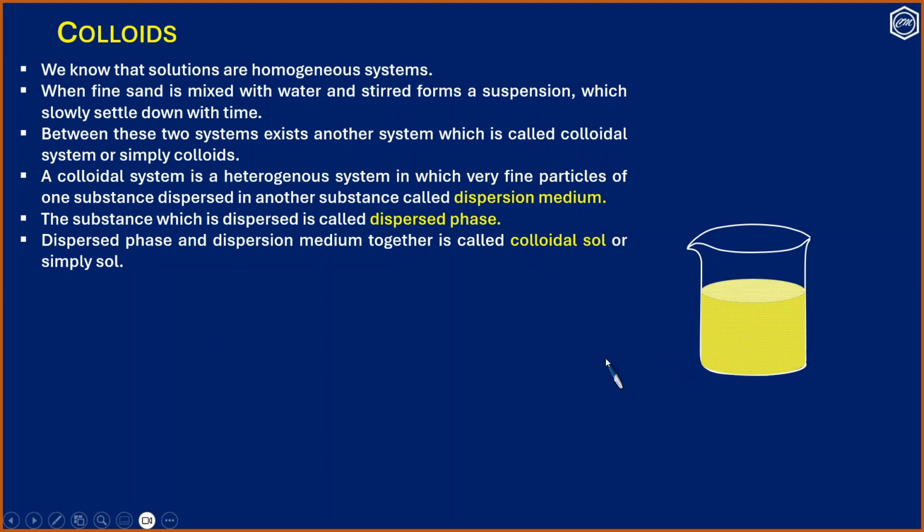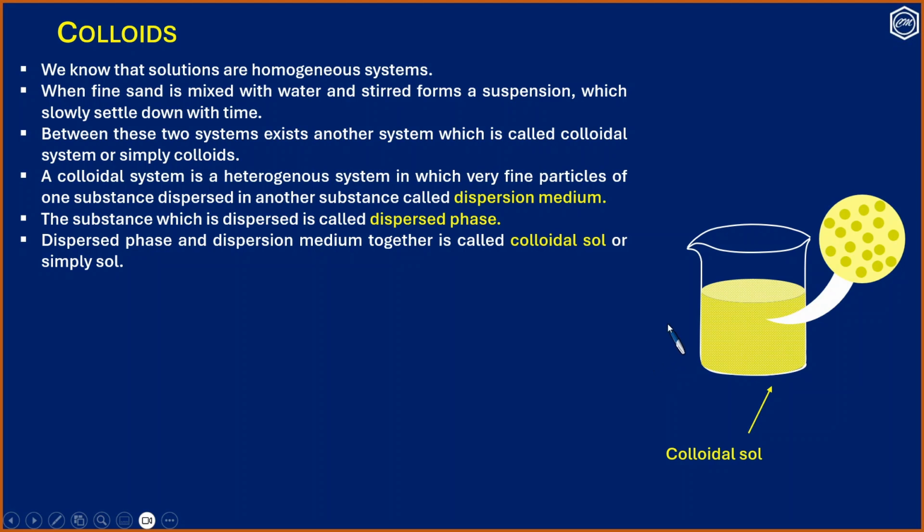And we cannot see the particles with our naked eye. Suppose that I enlarge a small portion. This part is the dispersion medium, the medium in which the particles are dispersed, and these are the colloidal particles. The size of the particles varies between 10 raised to minus 9 to 10 raised to minus 6 meter.